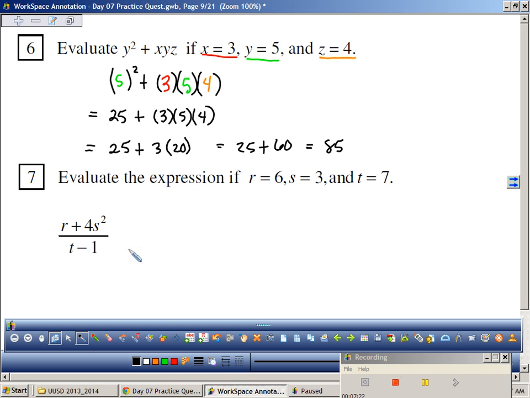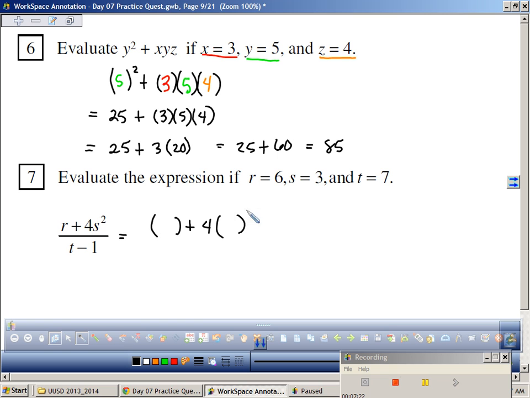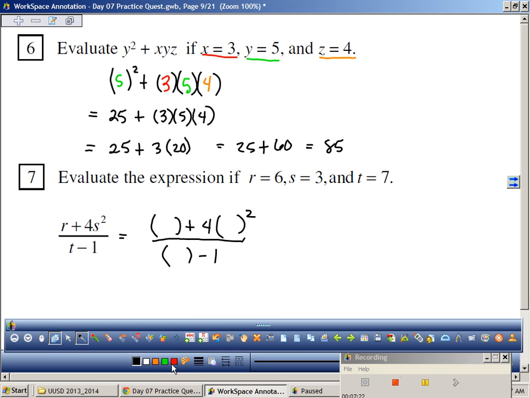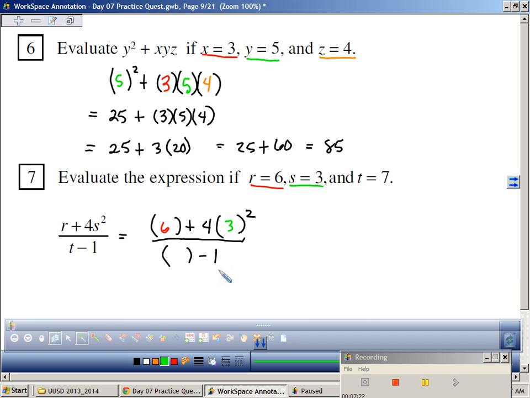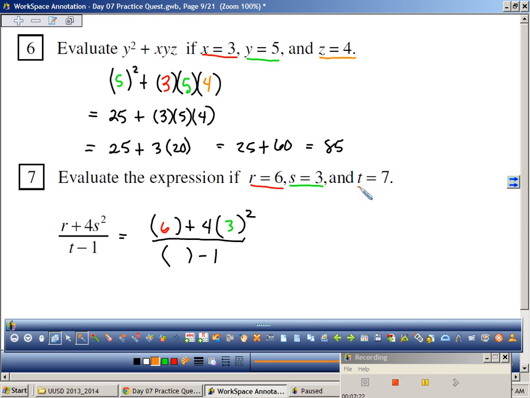Am I going too fast? Everybody good? All right, let's evaluate this one. We need to evaluate if we know what r is, plus 4 s's that have been squared, all over t minus 1. So r is 6, so we're going to substitute a 6 in there. S is 3, so I'm going to substitute a 3 there. And t is 7, so I'm going to put a 7 here.